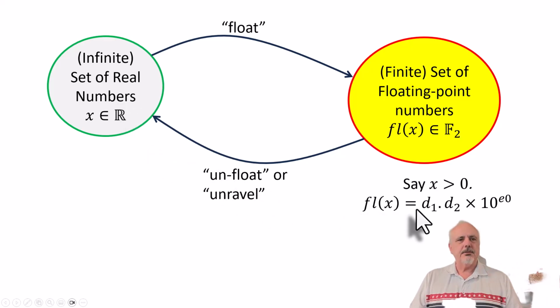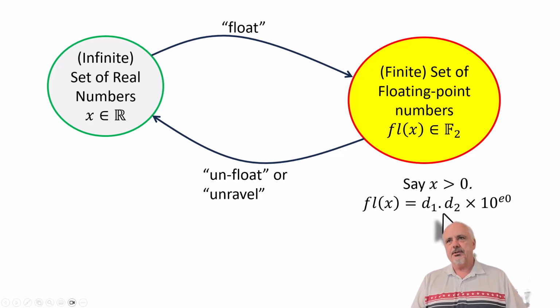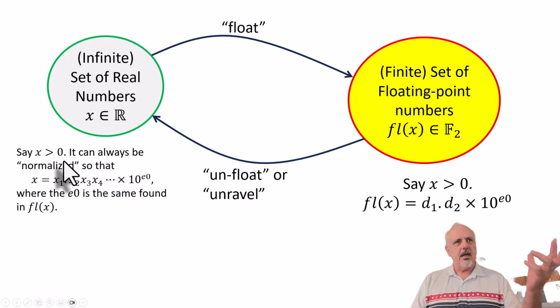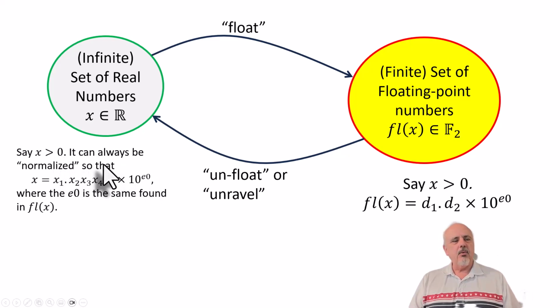So let's say, for example, that we're talking about an x that's positive. So it's going to have this type of format when we float it. And if I take that same positive x, I want to think about it being normalized, and that's kind of an air quote situation. So you normalize it. That means you put in that same 10 to the E0, whatever you would have had over here, you put that same one over here, and that puts a non-zero first digit. So that's called normalizing it.